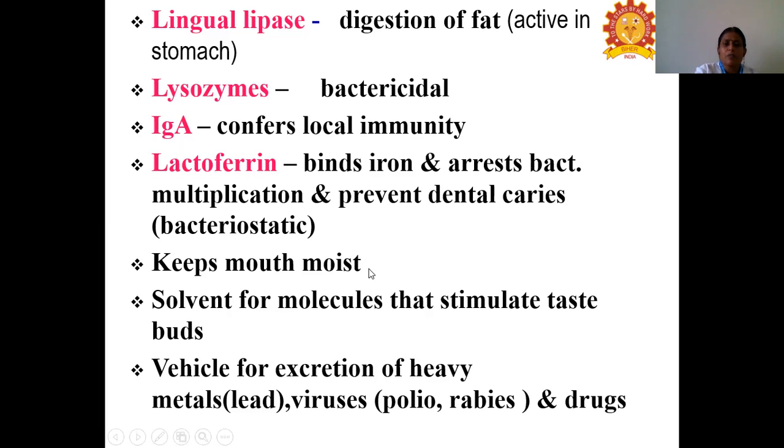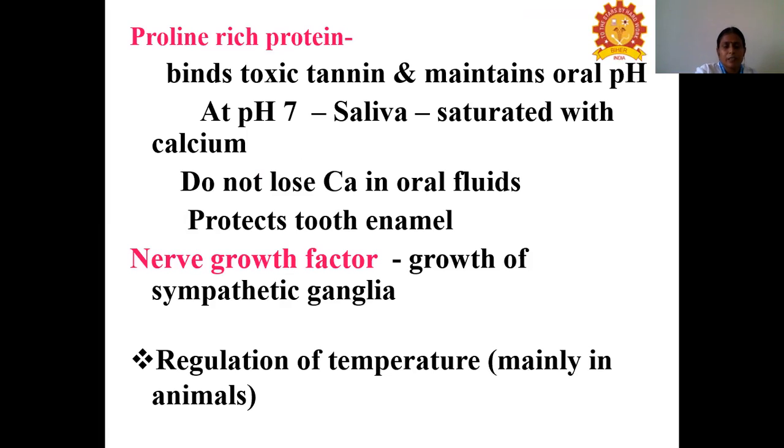And saliva keeps the mouth moist and acts as a solvent for the molecules that stimulate the taste buds. It acts as a vehicle for excretion of heavy metals, viruses and drugs. And proline-rich proteins present in the saliva bind with toxic tannins and maintain the oral pH. At pH 7, saliva is saturated with calcium, so that the tooth does not lose calcium to the oral fluid, and this protects the tooth enamel.